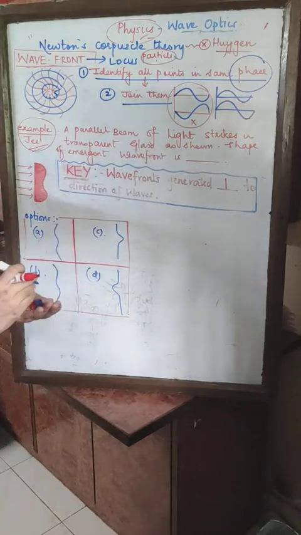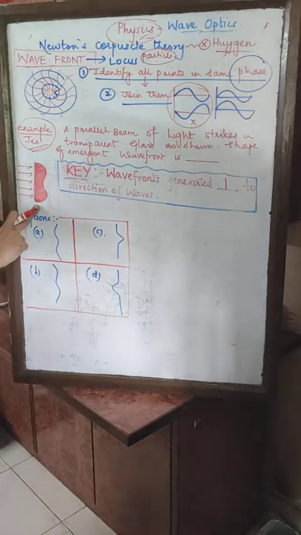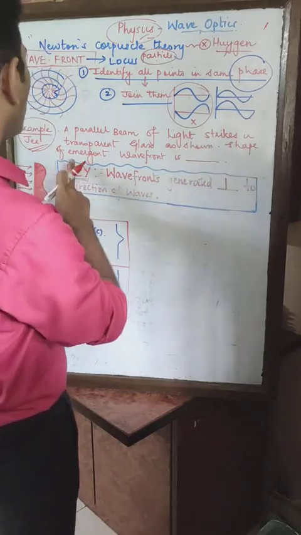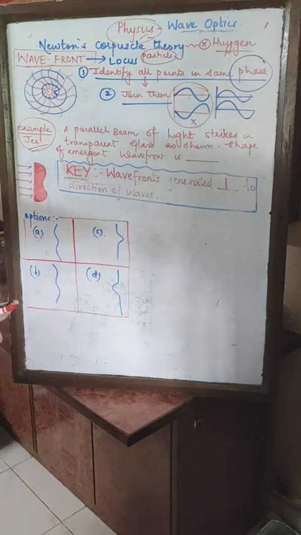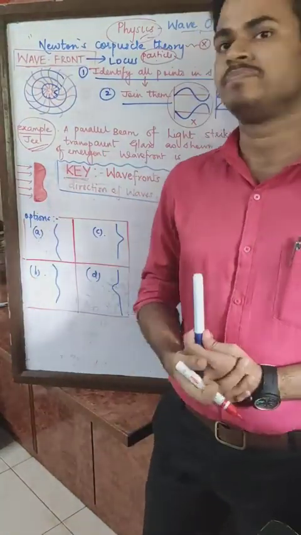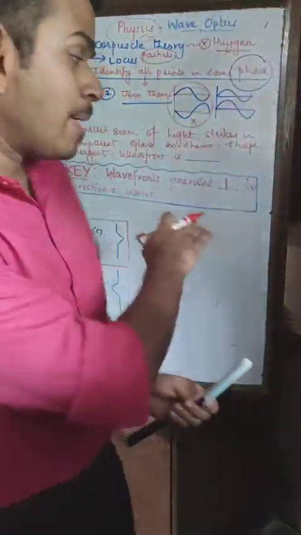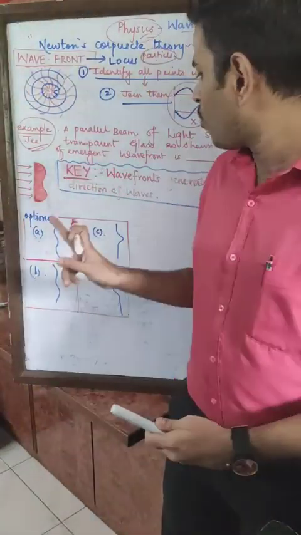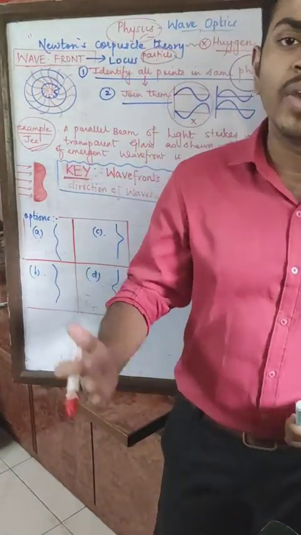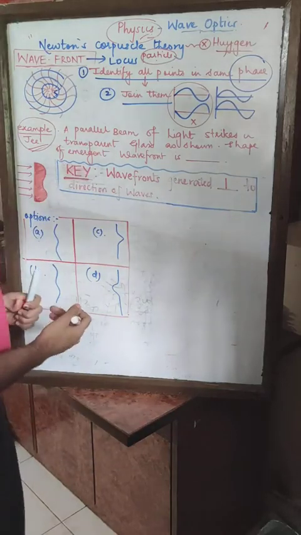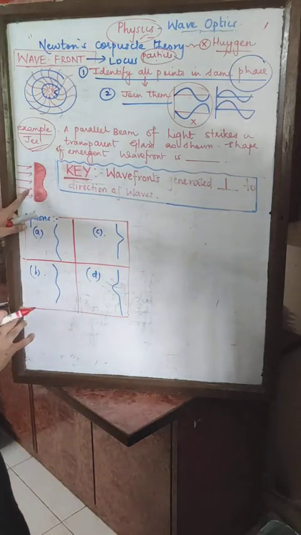A parallel beam of light is striking a transparent glass as shown in the diagram. We need to predict the shape of the emergent wavefront, and these are the options listed. This is the given diagram and these are the light rays being incident on the glass. The key concept used in this question is that wavefronts are always generated perpendicular to the direction of the waves. Very important concept.